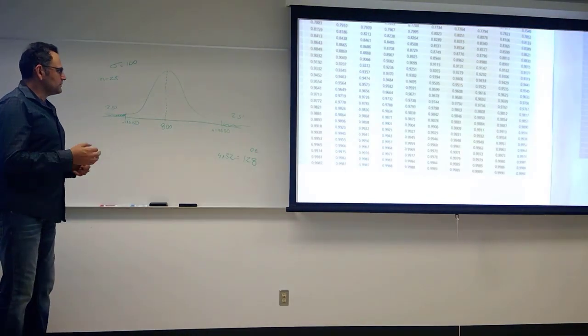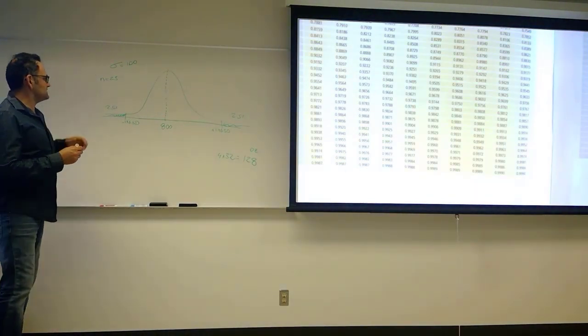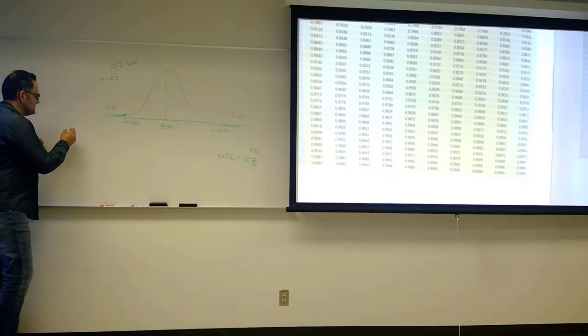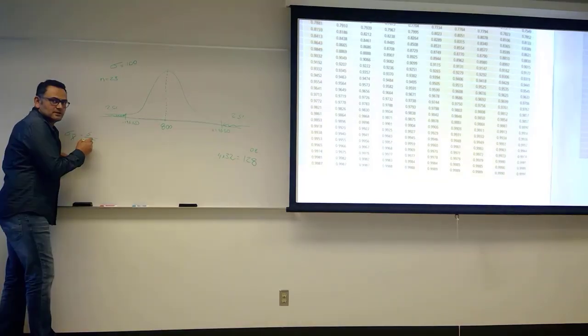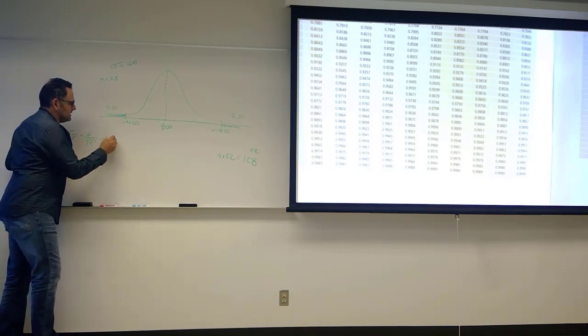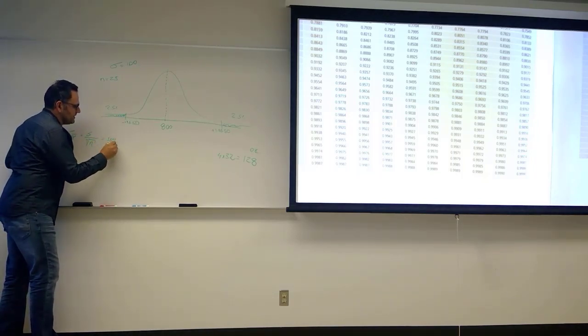So, in other words, we calculated the standard deviation of the sampling mean. It was sigma divided by square root of n, and that was 100 divided by square root of 25, which was essentially 20.